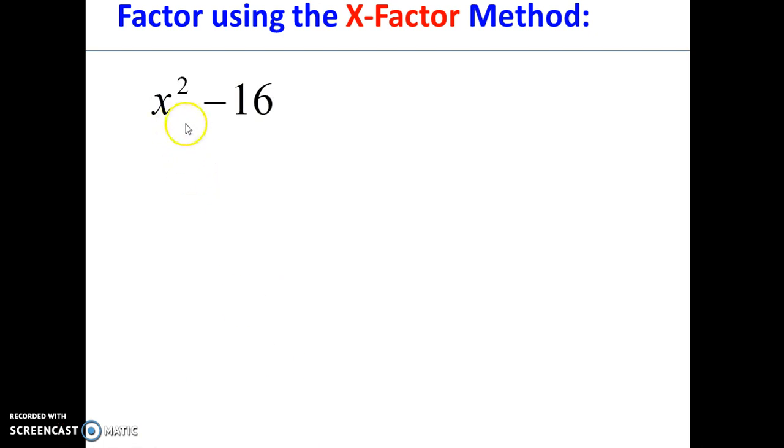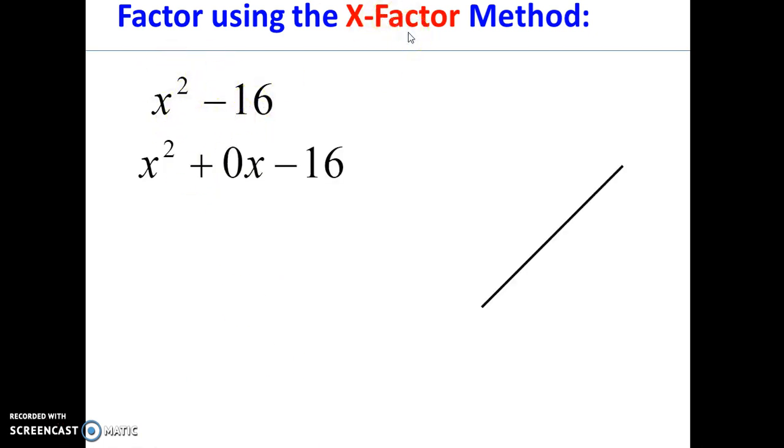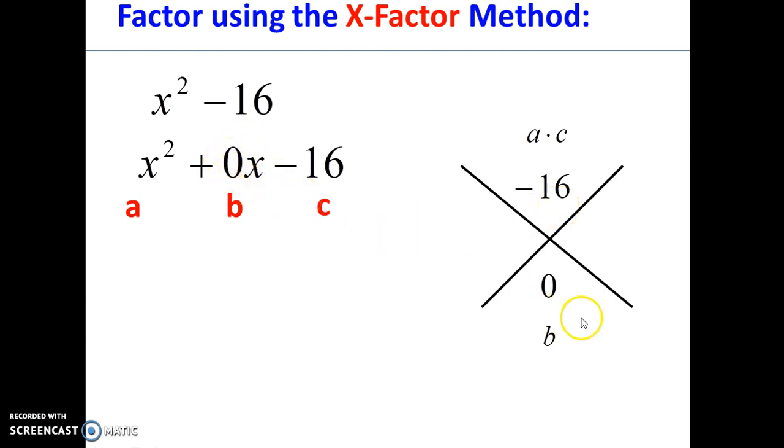All right, let's look at the second one then. We had that difference of squares. Let's try this one with x factor. First of all, this one has an x squared and a number, so it was missing the x term. Every quadratic has x squared, x, and a number, right? So we'll put 0x there to fill in the gap. Now we have a, b, c. A times c on top, b on bottom. 1 times negative 16 is a times c, and the b value is 0, so 0 goes in here.